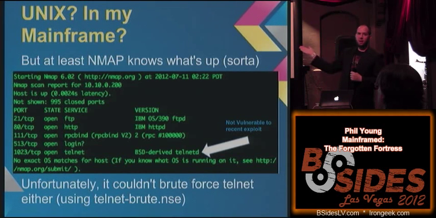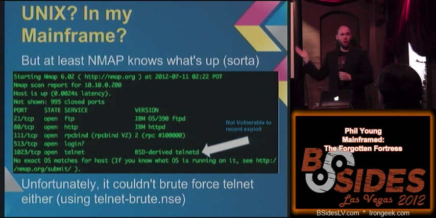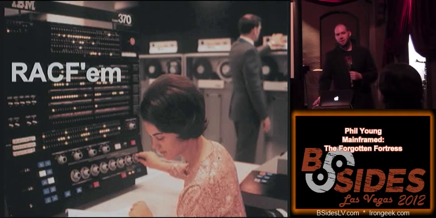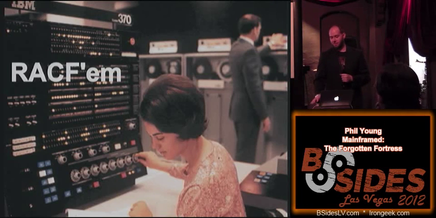I wanted to point out here, because I didn't want to have a whole slide dedicated to it, if you see here, BSD-derived Telnetd is running. That's the version of Telnet they're running on the mainframe. It is not vulnerable to the Telnet exploit. When I ran it, I was like, this would be amazing, I'm going to blow up the world. This is great. Of course it's not going to work. It's a different architecture, right? I don't know what I was thinking. So, no, I didn't do anything. It just sat there. I was like, nope, not going to work.